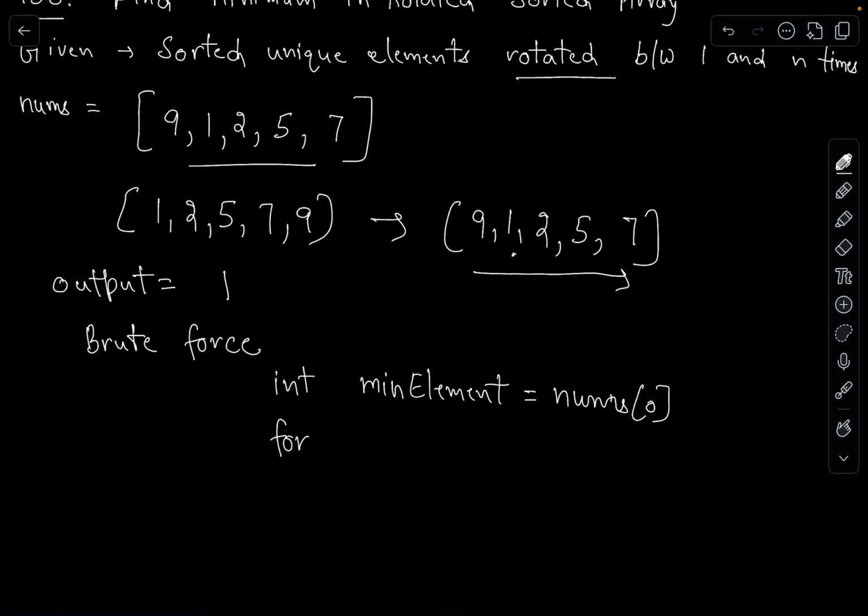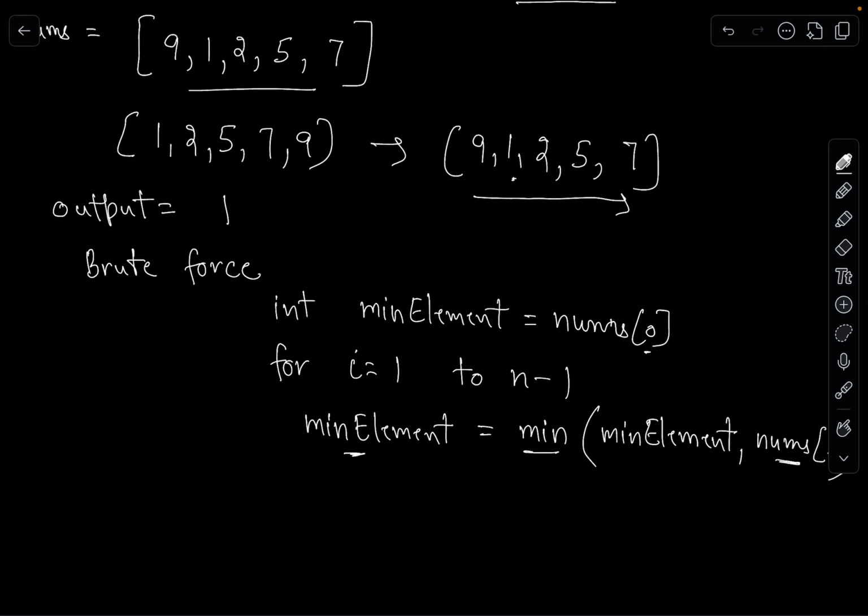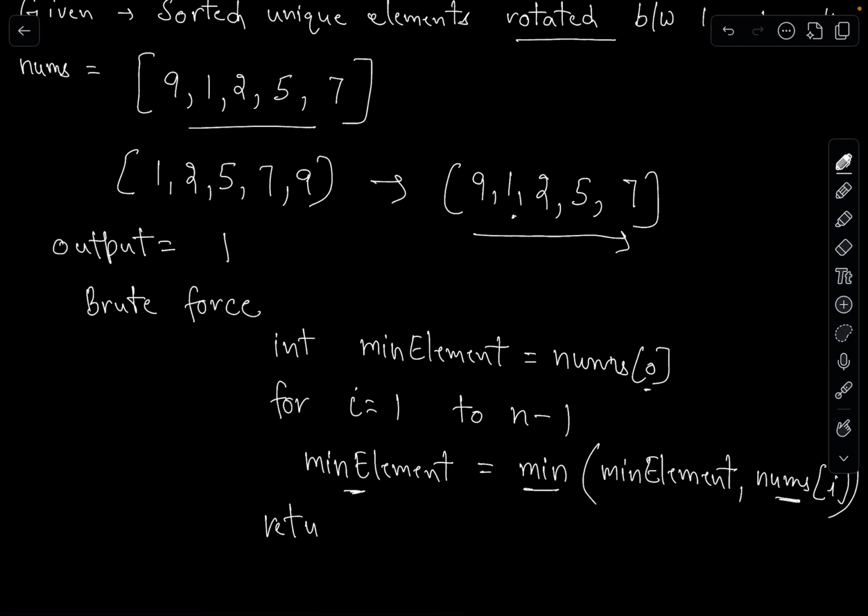And we will iterate from 1 to n minus 1. I'm writing 1 here because we have already checked the zeroth element, and we will just replace the min element if we find a new element which is less than this min element. This min is a standard operation which is provided in most of the programming languages. This will just replace min element with nums[i] if min element is greater than nums[i]. Then in the end we'll just return this min element.